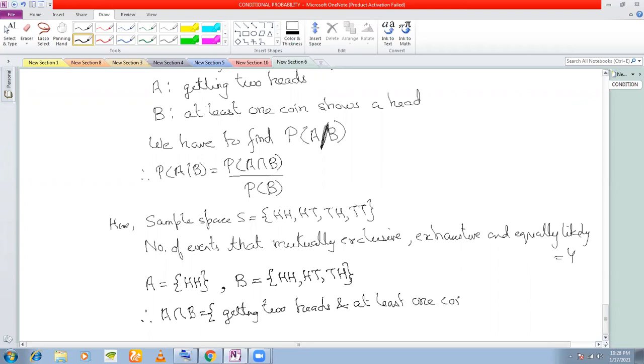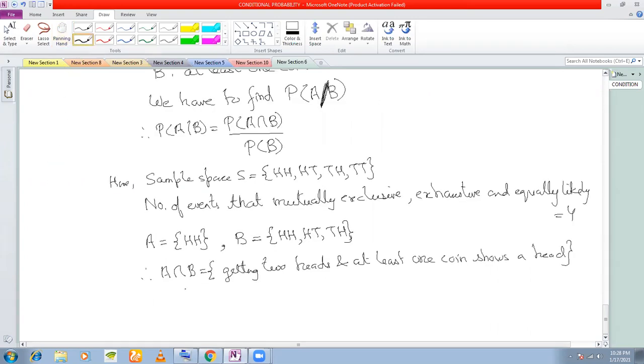At least one coin shows a head. So what is this event? What are the events in the set from the sample space? 2 heads, and also at least one coin shows a head. So 2 heads, definitely HH is there, and at least one coin shows a head. That means only one event is here, right? Because if you are getting 2 heads, then this condition is also satisfied.